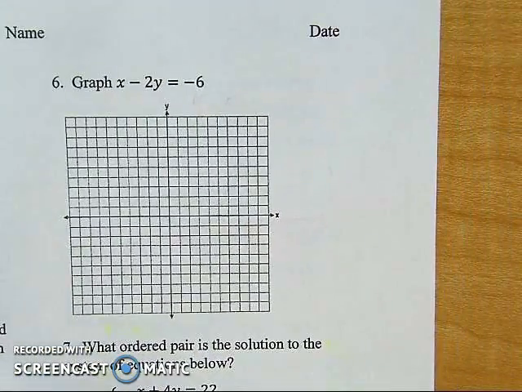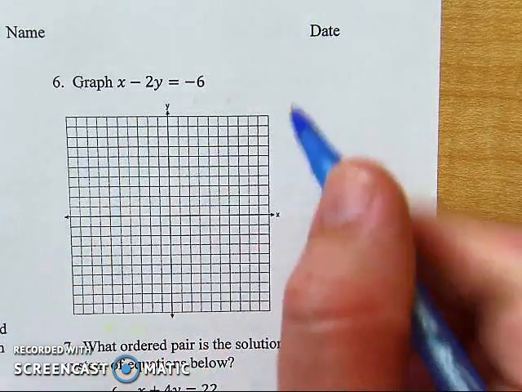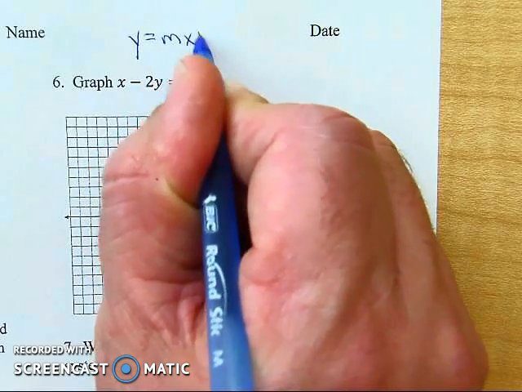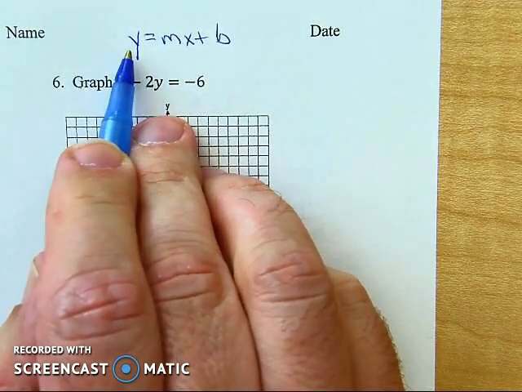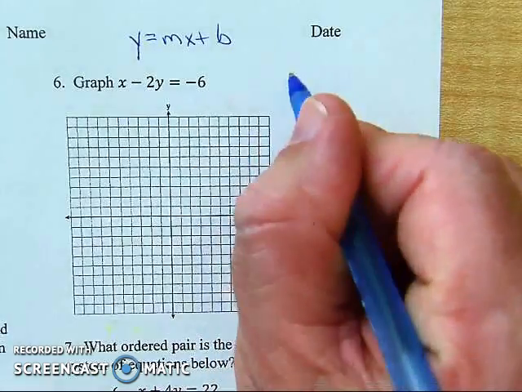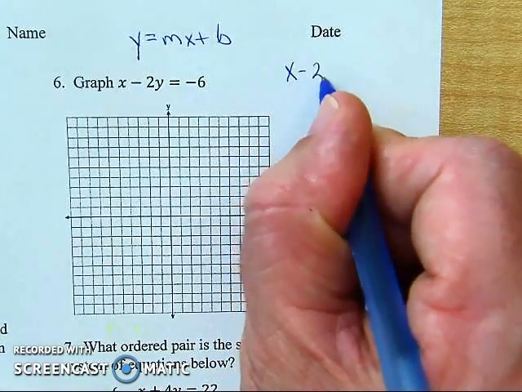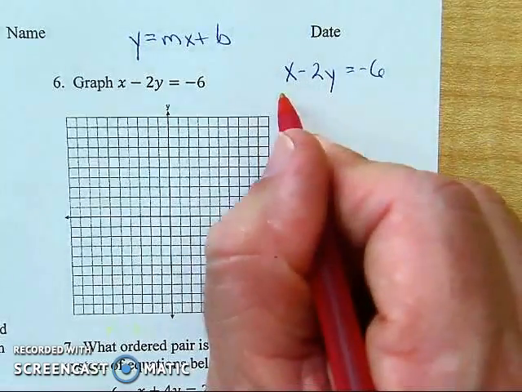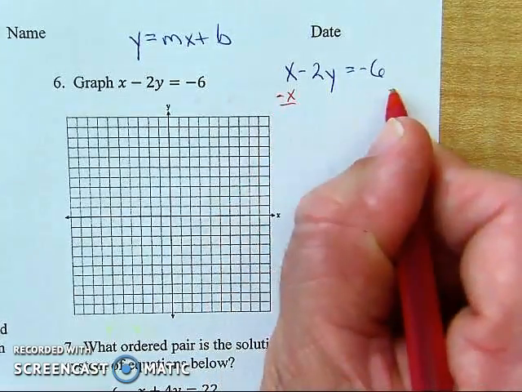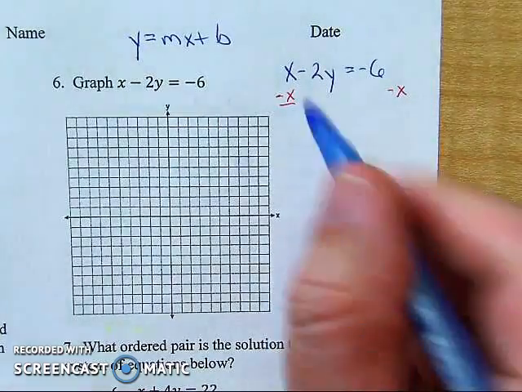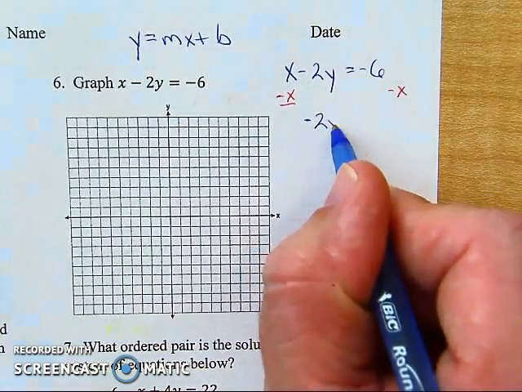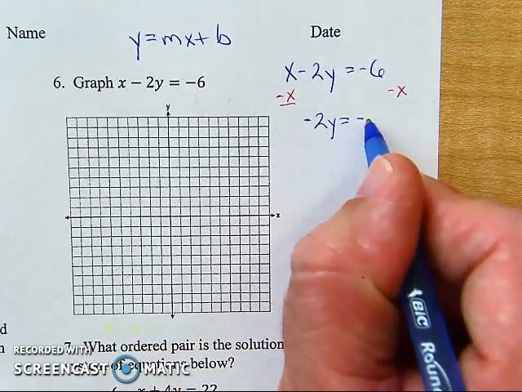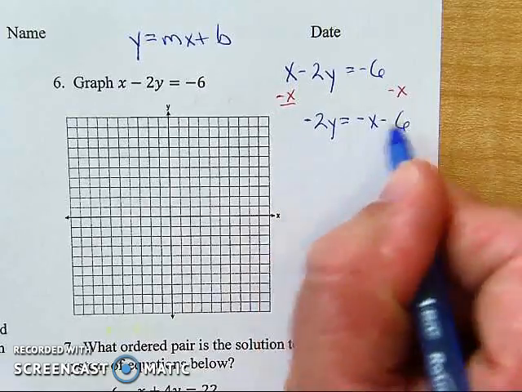So here we need to get this into slope-intercept form. So our goal is y is equal to mx plus b. So in other words, solve for y. Okay? So I'm going to go ahead and write this in. x minus 2y is equal to negative 6. So the x I want on the other side. All right, so that canceled. I got negative 2y is equal to, the negative 6 is first, but I want the x term first. Notice everything's negative.